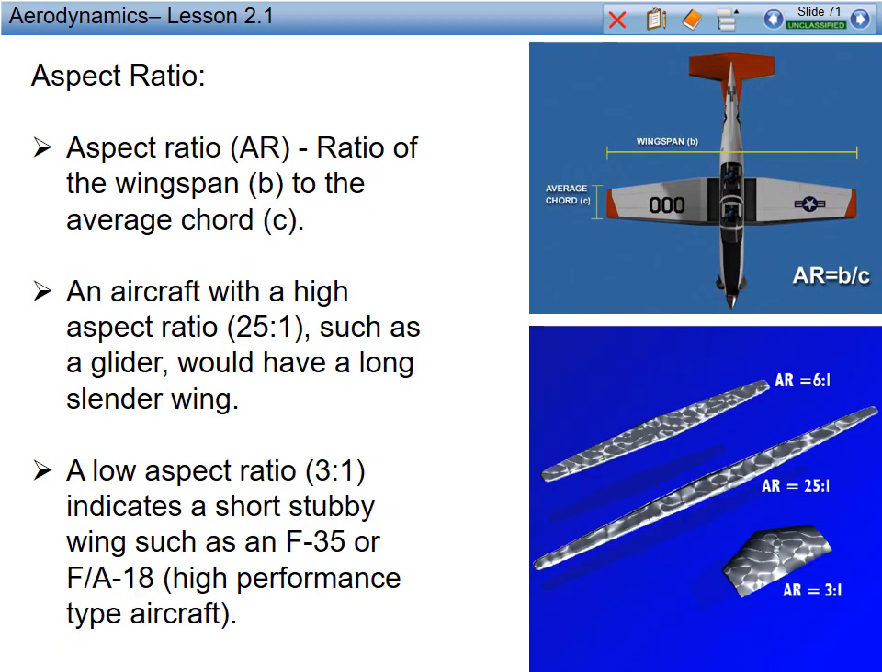Aspect ratio is the ratio of the wingspan to the average chord. An aircraft with a high aspect ratio, such as a glider with an aspect ratio of 25:1, would have a long, slender wing. A low aspect ratio, such as 3:1, indicates a short, stubby wing, such as an F-35 or F-18 aircraft. A low aspect ratio is more associated with high-performance aircraft.